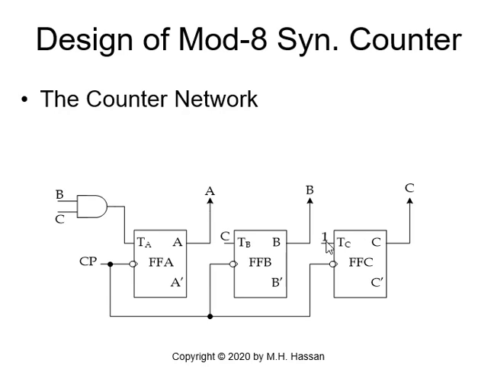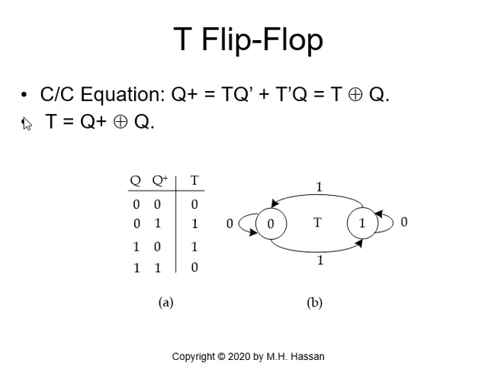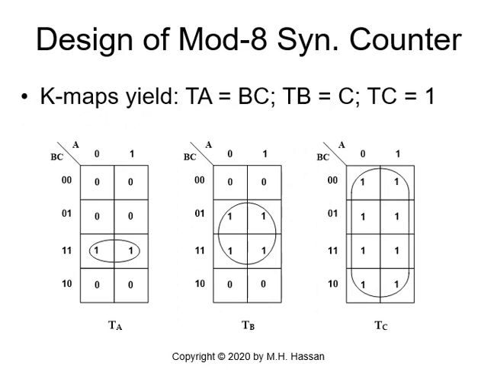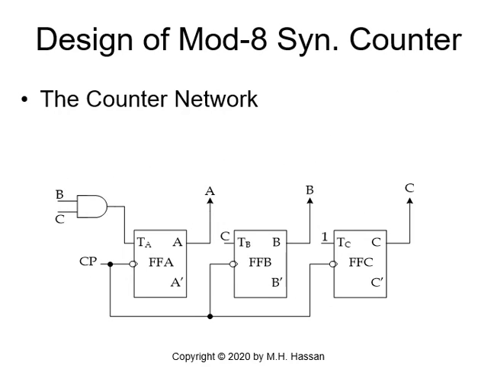So design with T flip-flop is very simple, and it depends on the characteristic equation of the flip-flop, which gives me T, which is Q plus exclusive or Q, and we need to establish the K-map. We have to determine the number of flip-flops, and since we have 8 states with mode 8, we have 3 flip-flops because 2 to the power 3 is 8. This is very obvious. And we got the circuit, and this would be the end of this lecture.